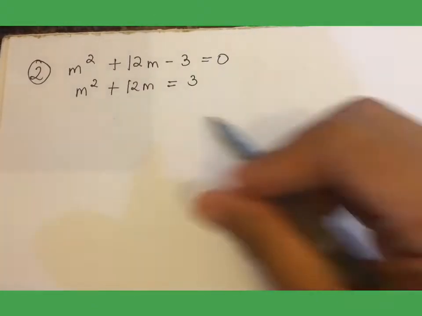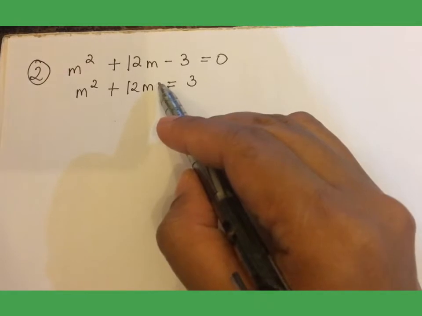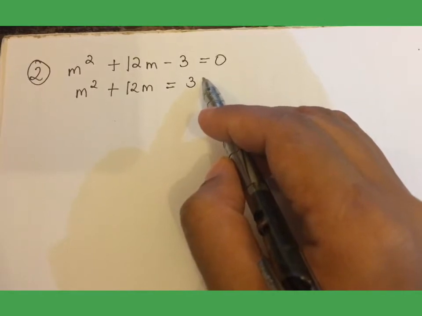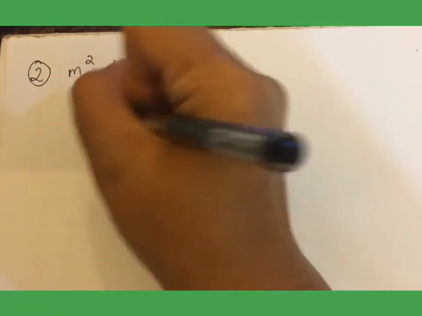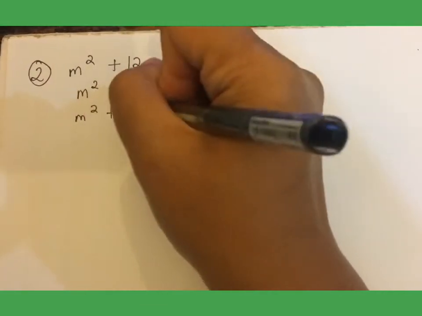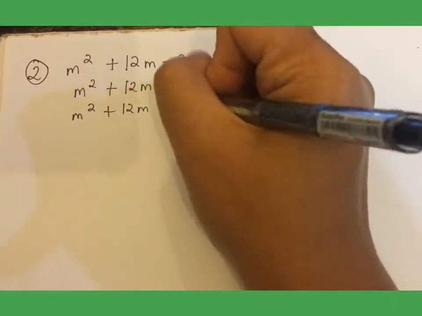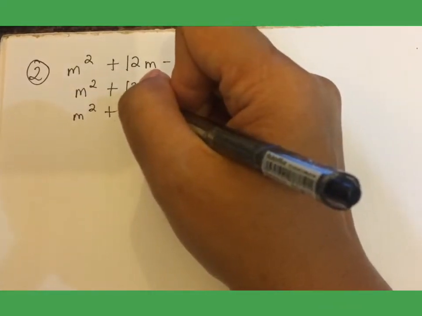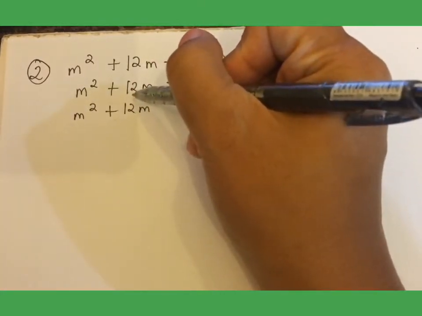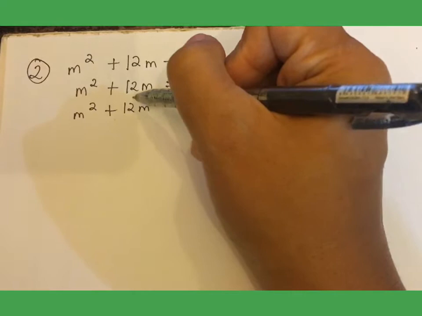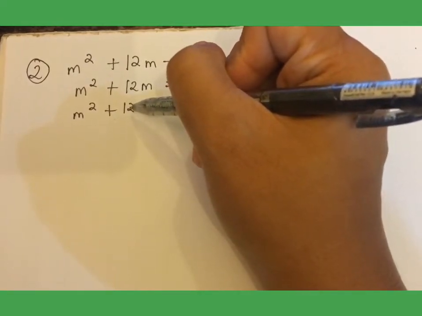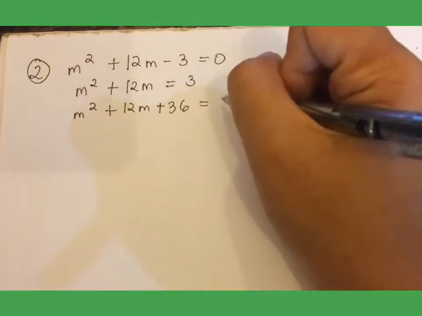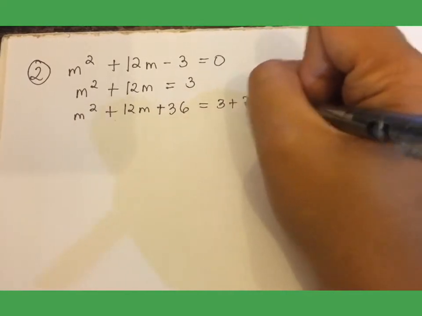After that, we're going to add the third term here, and also here on the other side. So I'll bring down first these terms here, m squared plus 12m. Now, to get the third term here, I just need to divide the value of b here by 2, then square it. So 12 divided by 2, that's 6 squared. So that's 36. Then I'll also add 36 on the other side.